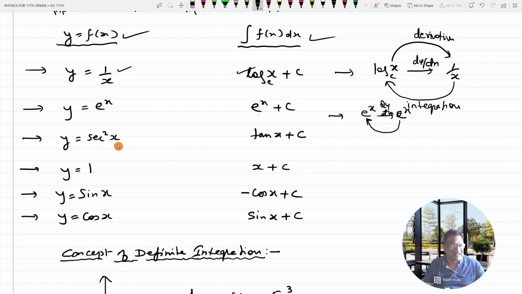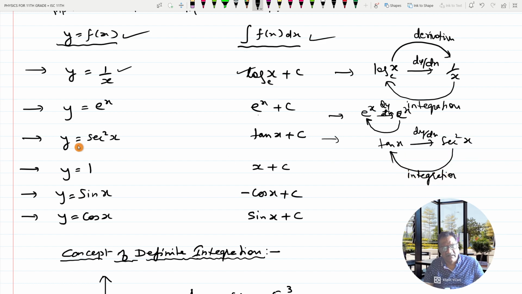Now y is equal to secant square x. Now you know that the derivative of tan x, we have seen in the earlier session. I have shown you the derivative of tan x is secant square x. So this makes you say that the integration of secant square x is tan x. And that is why I have written the integration of secant square x as tan x. Now suppose y is a function which is constant. Suppose y is equal to 1. Then you know the derivative of x is 1. So the integration of 1 will be x. So it will be x plus c.